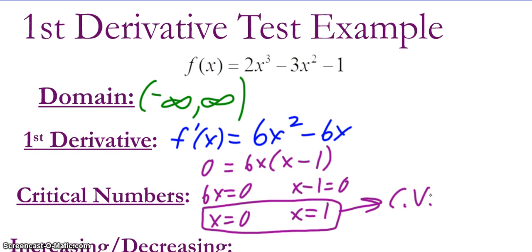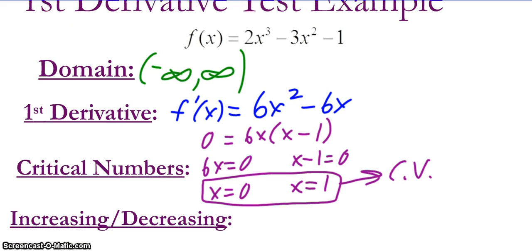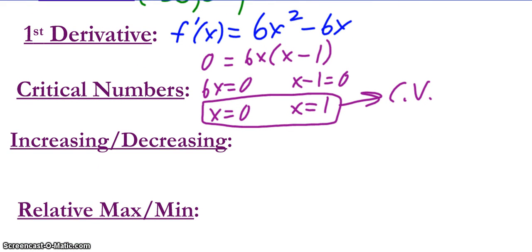Now you'll notice as I'm going through this and as I go through all of these, make sure that you're not only going through these steps, but as with a lot of things that we do in this class, keep your work organized. So every time I find my critical values, I'm going to label them and circle them so that I recognize those are my critical values. It's not just two random numbers that I found solving for x, or solving for when the derivative is 0.